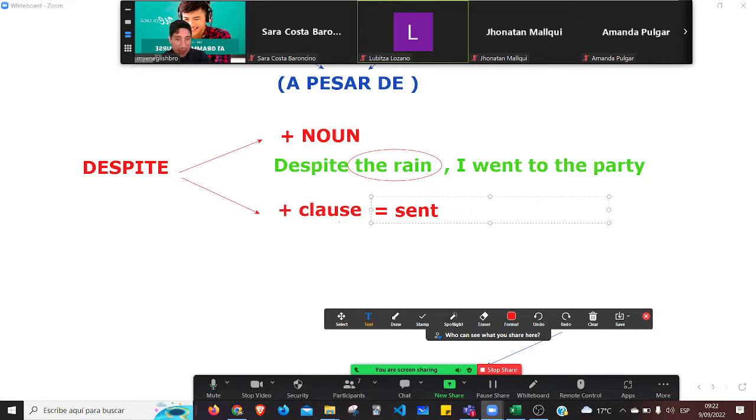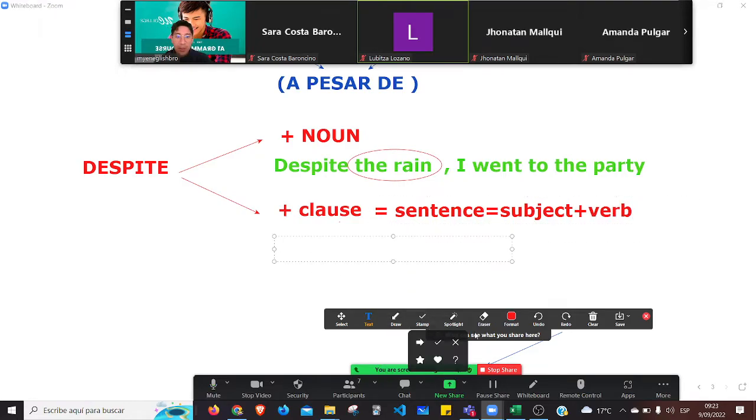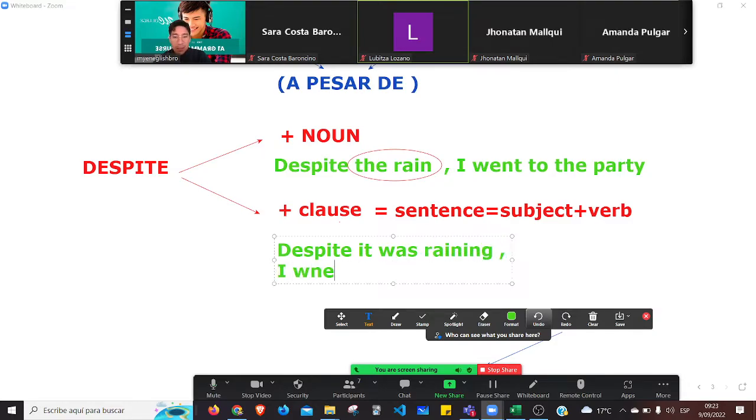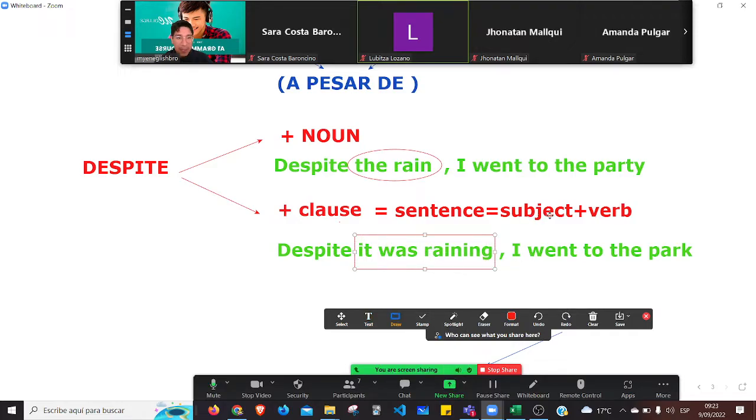I mean, it's a sentence, of course. It's a sentence, which means a subject plus verb. Okay? So you can also say, despite it was raining, I went to the park. Did you understand? This is a clause. It was raining, because this is a sentence. Subject plus verb. So, did you understand this part? Yes, pero podría poner otro ejemplo.